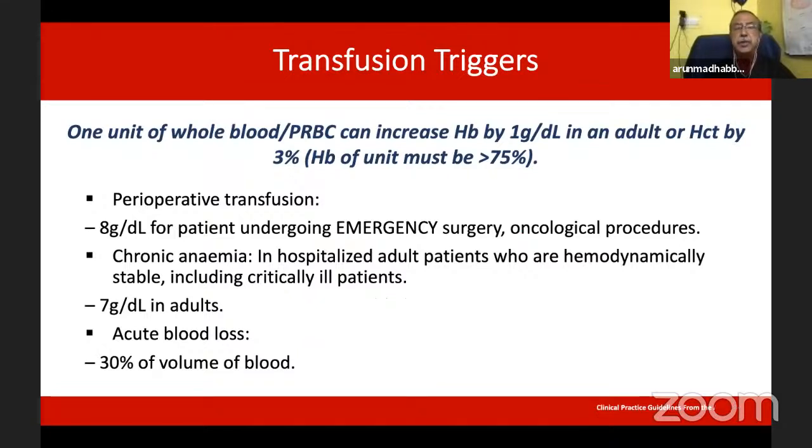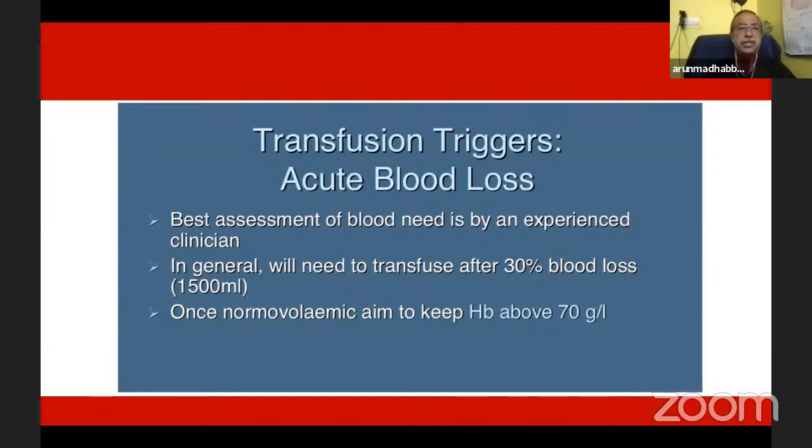if you have a facility at hand, if your transfusion facility is readily available, and the patient remains stable, only because the hemoglobin is 6, 7 or 8, we should not jump into transfusion immediately. A little amount of information: 1 unit of whole blood or even a packed red blood cell can increase hemoglobin by 1 gram per deciliter in an adult, or hematocrit by 3%, provided the hemoglobin of the unit is adequate. Routinely they are given in emergency surgeries and oncological procedures where there is acute blood loss, but on many occasions we can always make a compromise and say this may not always be necessary.